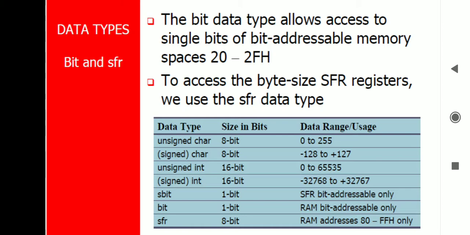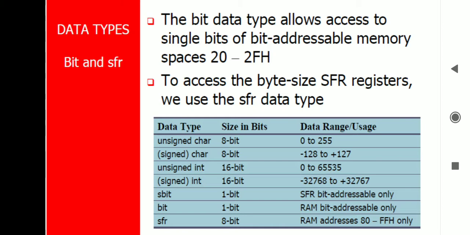The bit data type allows access to a single bit of bit-addressable memory locations. The bit data type allows access to a single bit of bit-addressable memory space from 20 to 2F in the general purpose RAM. To access the byte-size SFR registers, we use the SFR data type. In such a way, different types of data types are used in C programming.